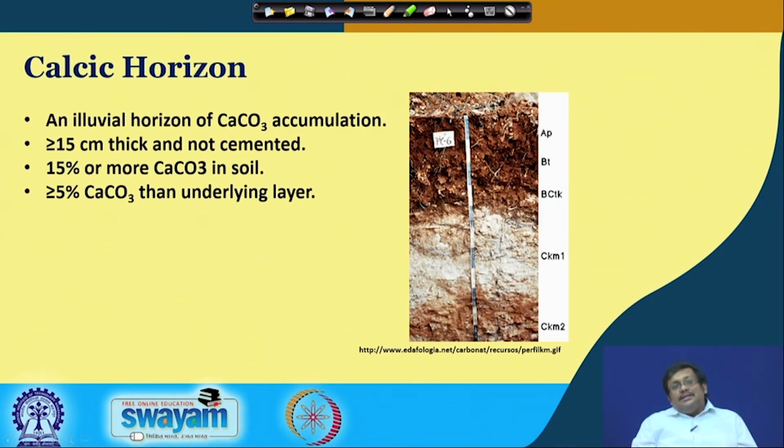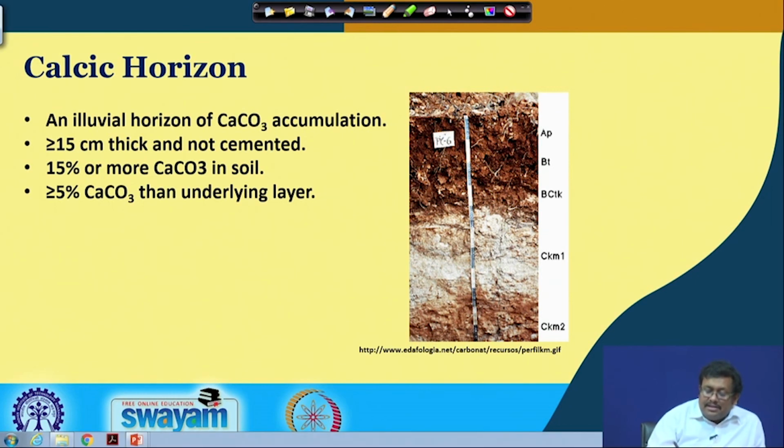The next is calcic horizon. Calcic horizon basically shows alluviation of calcium carbonate, as the name suggests. It is more than 15 centimeter in thickness and it is basically cemented, and it contains 15% or more calcium carbonate, and it contains 5% or more calcium carbonate than that of the underlying layer. As you can see, in this soil profile, this layer is basically the calcic horizon and it is white in color, and this is a very important subsurface horizon.